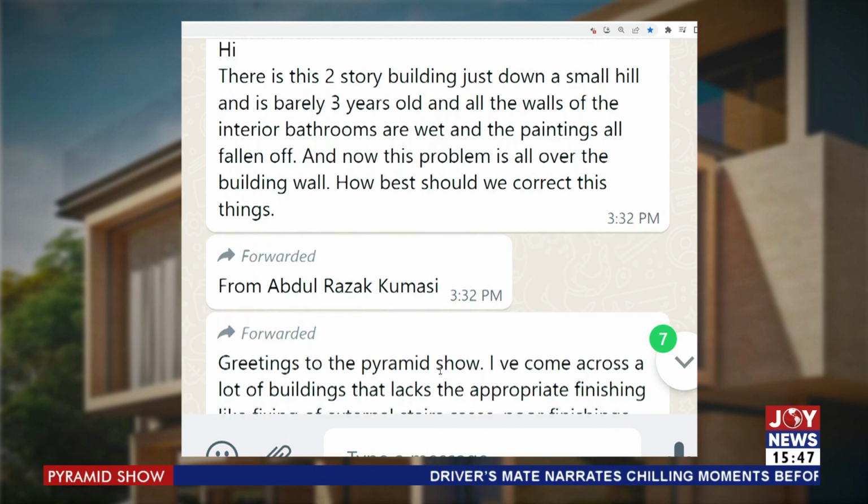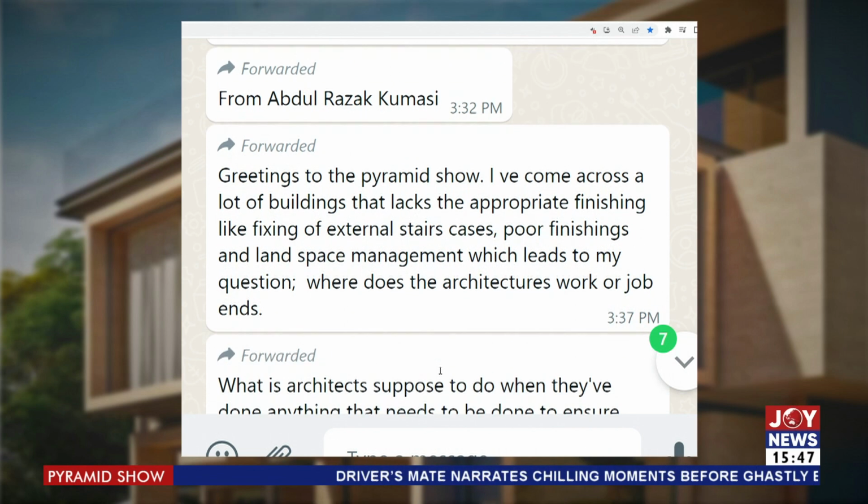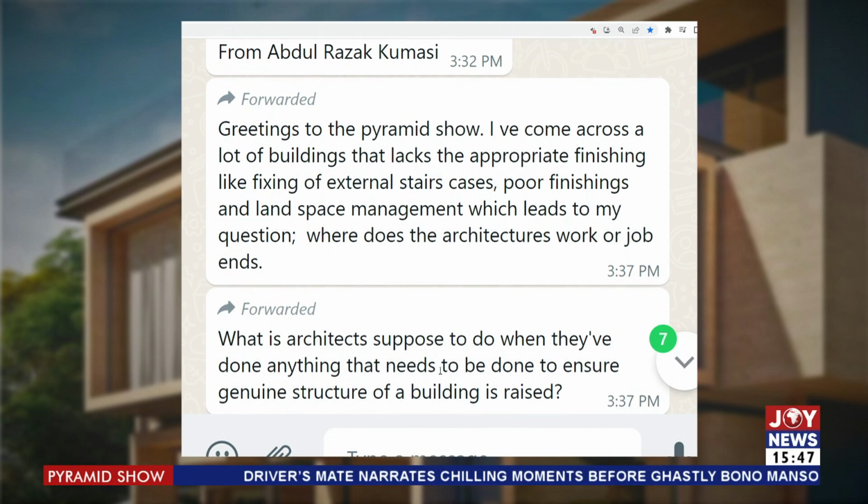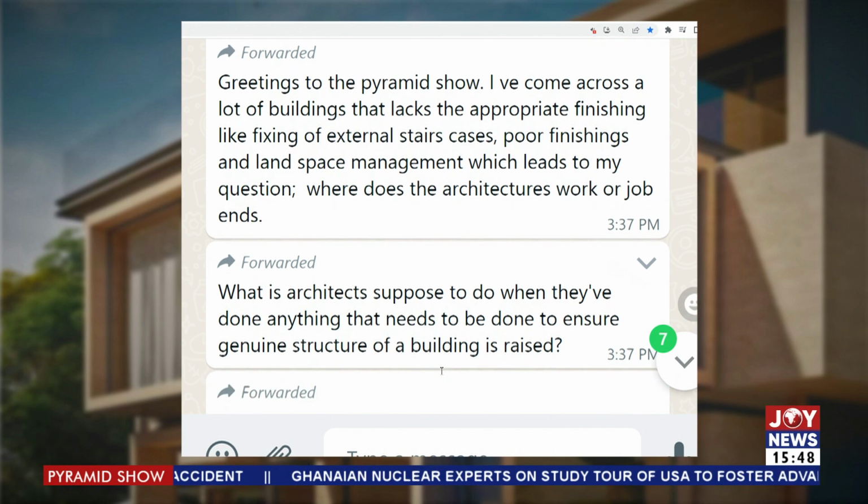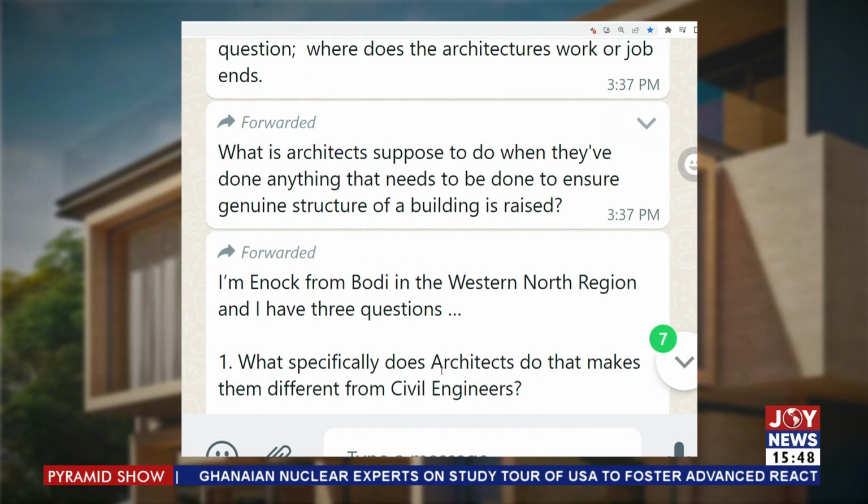This is coming in from Abdul Razak from Kumasi. Greetings to the Pyramid Show. I've come across a lot of buildings that lack the appropriate finishing, like fixing of external staircases, poor finishings, and landscape management, which leads to my question: where does the architect's work end? What is an architect supposed to do to ensure that the genuine structure of a building is raised?